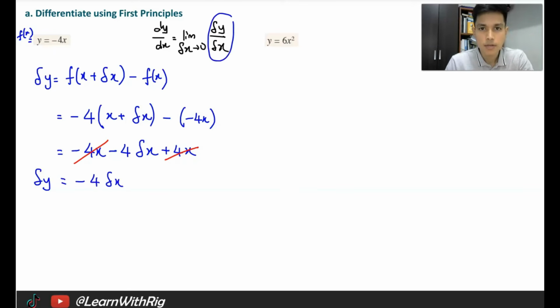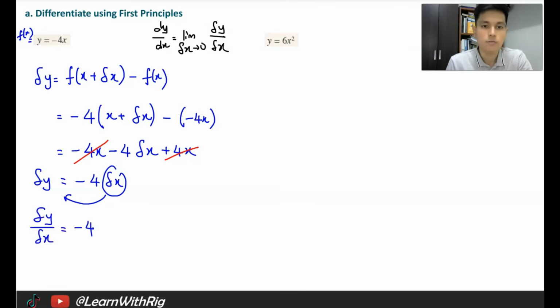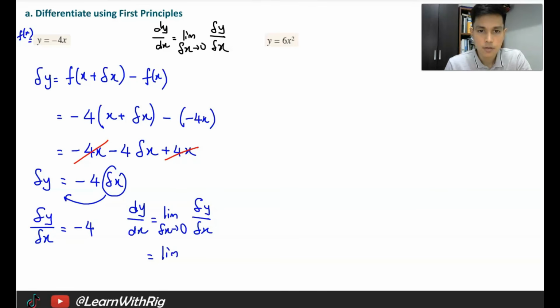But now you're finding delta y over delta x, right? So you can bring this to the other side, and you get delta y over delta x equals negative 4. Now you can substitute into your equation: dy/dx equals the limit as delta x approaches 0 of delta y over delta x. So delta y over delta x is negative 4. You're supposed to substitute 0 into delta x, but you don't have any delta x here. So your answer is negative 4.